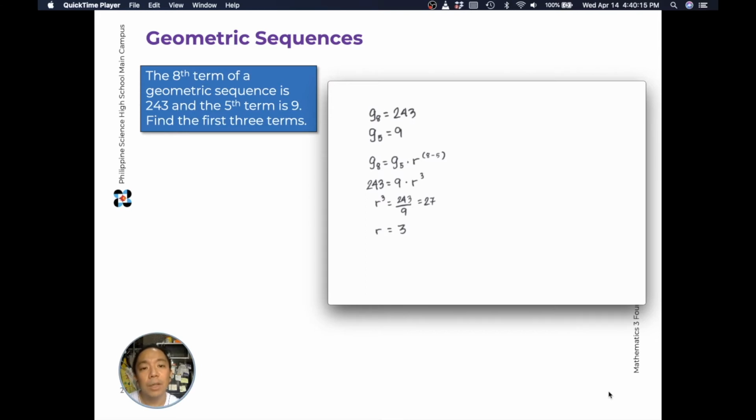And now that we've found r, let's look for the first term. And let's use this formula again. The fifth term is equal to the first term times the common ratio r, multiplied 5 minus 1 times dun sa first term, or raised to 5 minus 1.